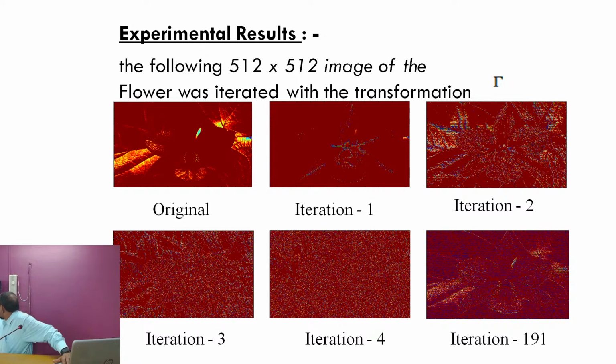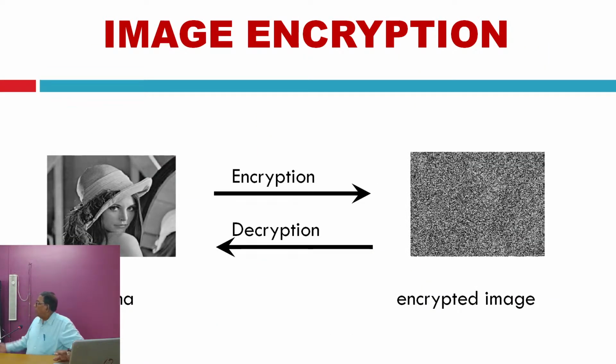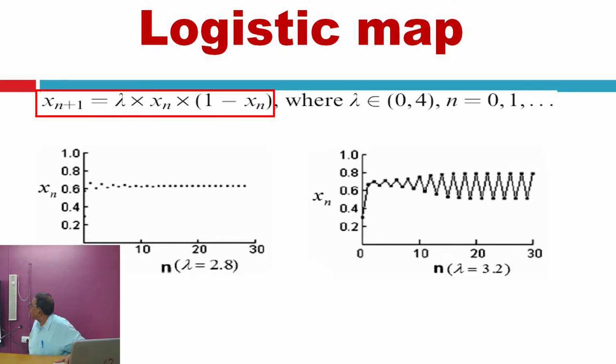You see iteration 1, iteration 2, iteration 3, iteration 191. So somewhere here you can give it. That is good scrambling of the image, and then you go here and you see the original. So if we use this chaos-based encryption, we will get something like this. This map is also called the logistic map. So you can search in terms of the logistic map. It is a chaotic map.